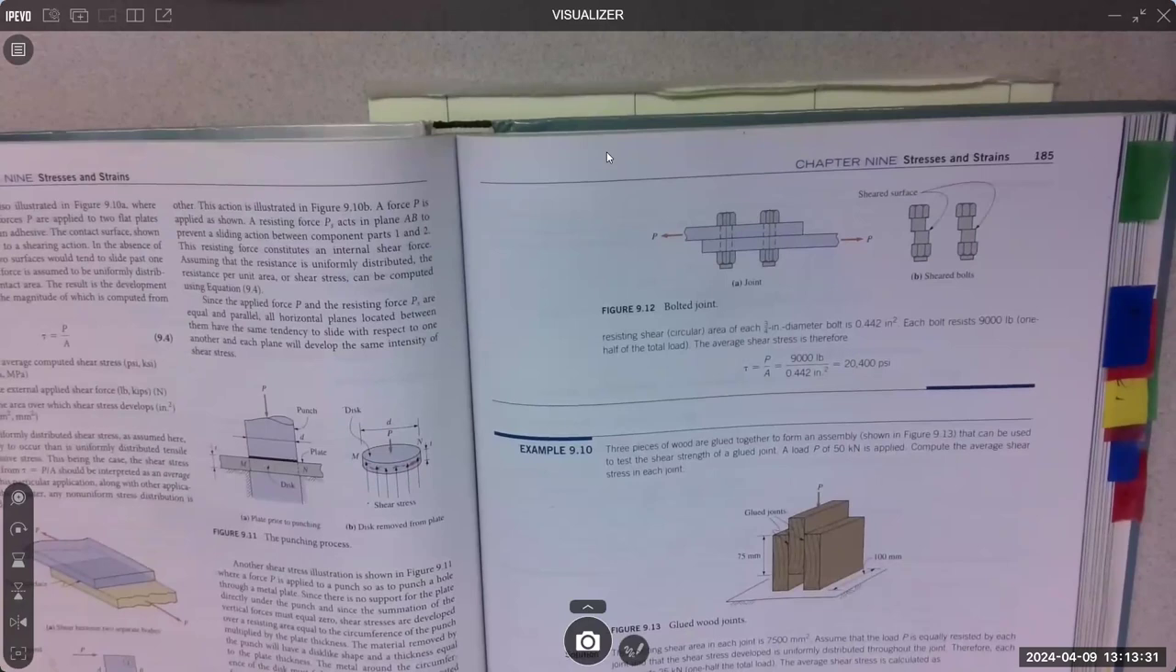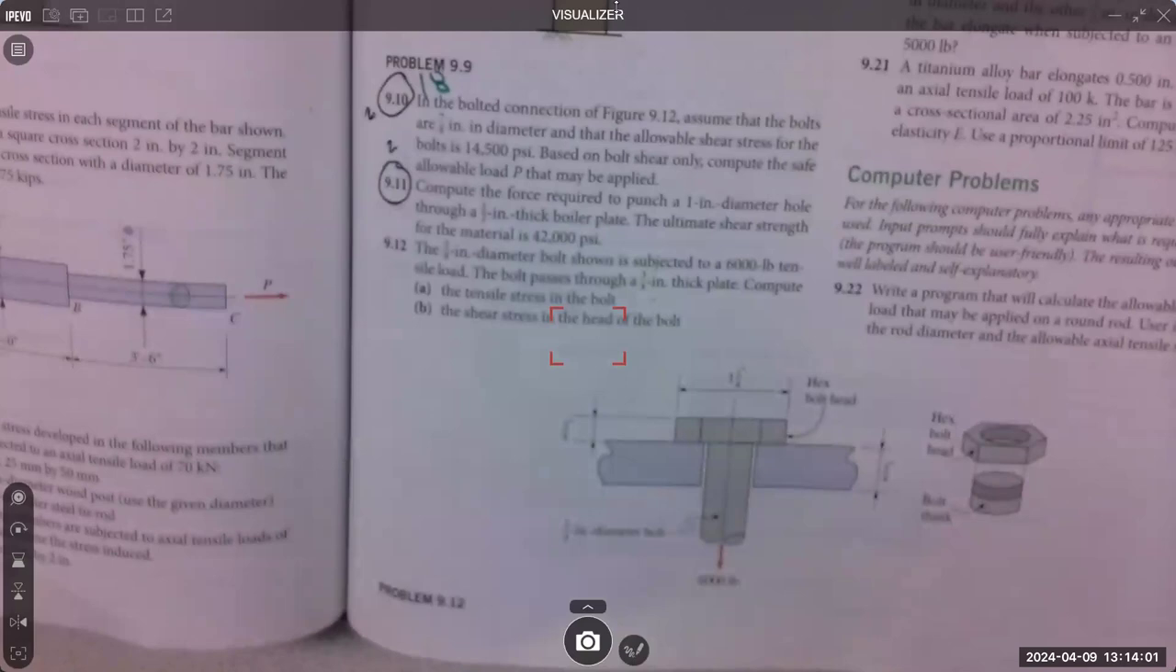All right, any more questions on this one, or does that solve the problem? You're happy? P over A. All right, what else? What were the other ones we did? 11 and 15. Number 11: compute the force required to punch a 1-inch diameter hole through a 1/2-inch thick boilerplate.